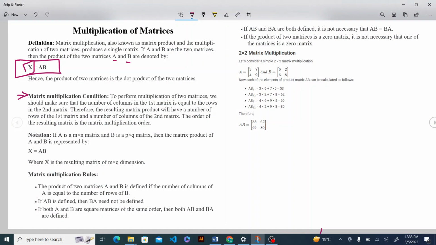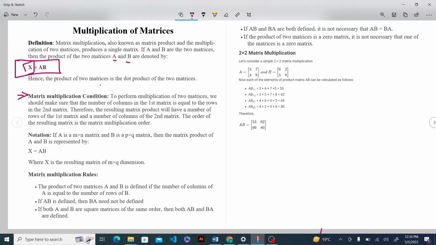Matrix multiplication conditions. There are some multiplication conditions. Okay, let's read them. To perform multiplication of two matrices, we should make sure that the number of columns in the first matrix is equal to the rows in the second matrix. Therefore, the resulting matrix product will have the number of rows of the first matrix and the number of columns of the second matrix. The order of the resulting matrix is the matrix multiplication order.